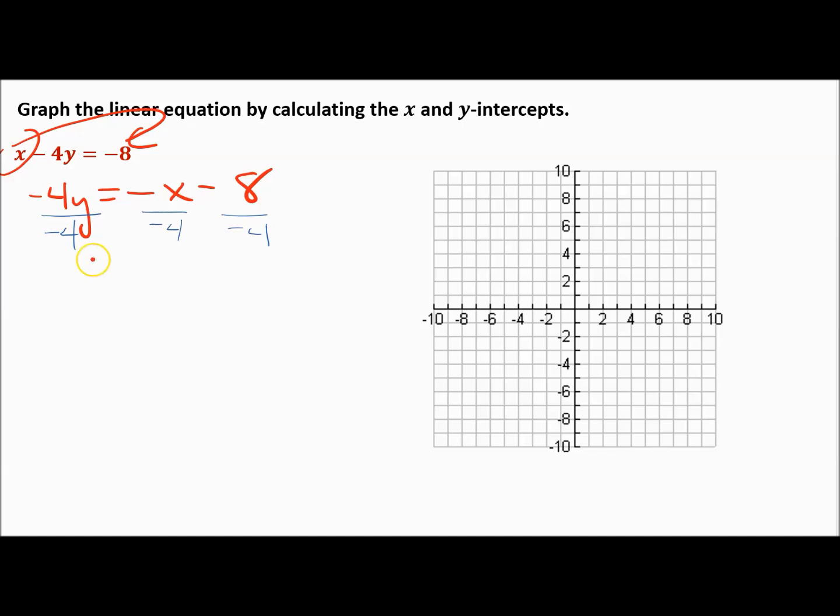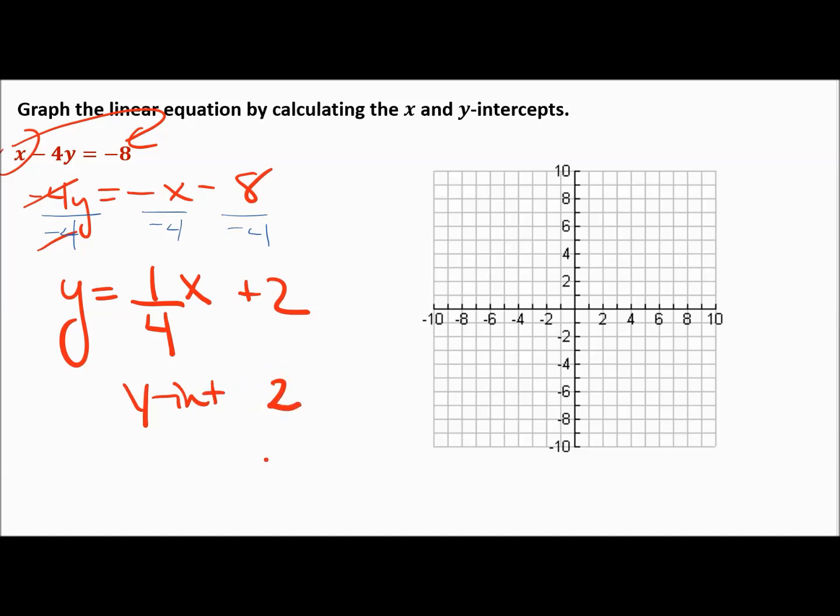And the reason we're dividing is because the -4 is being multiplied by the y, and we've got to undo that process. So the -4's cancel here. I'm now left with y, just like what I want. -1 divided by -4. The two negatives cancel. And if you like, you can put a 1 in front of that x. And there you go. And then -8 divided by -4 gives me a +2. So you see your y-intercept, or your b value, is 2. Okay. And then your slope, m, is 1/4.